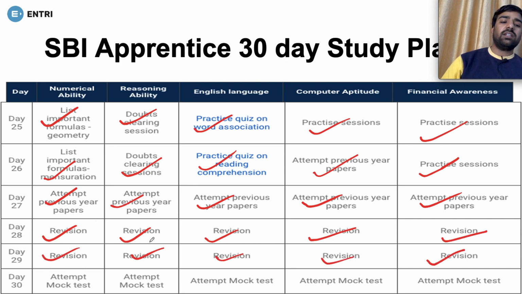On day 30th, you can attempt a mock test for numerical ability. Similarly, for reasoning ability also you can attempt the mock test. For the English part also you can attempt the mock test, similarly for computer and similarly for financial awareness. So overall you can see that I have made a plan in such a way that in the top 20 days you will be revising each and everything, and from the 20th day you can start your practicing.